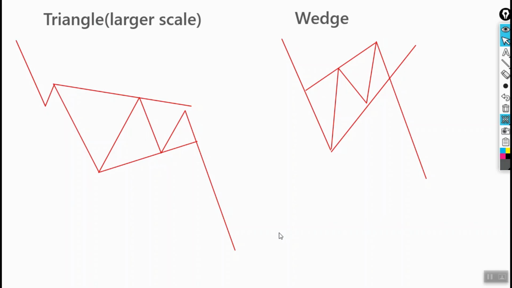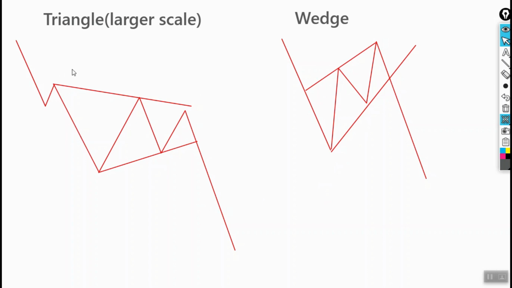In the second segment of the video, we're going to talk about two continuation patterns on a larger scale, your 4 hour, your daily, and so on. You're going to trade these differently and put different stop losses, but you will see. The first one is the triangle and the wedge. For those of you who are more experienced, you may be wondering why the wedge is included here. The reason is that a rising or falling wedge is very neutral. It can be a reversal pattern or a continuation pattern.